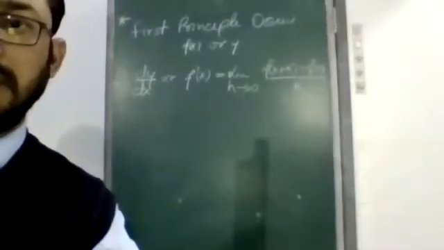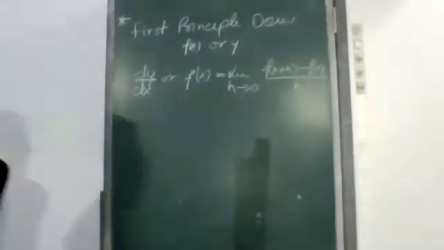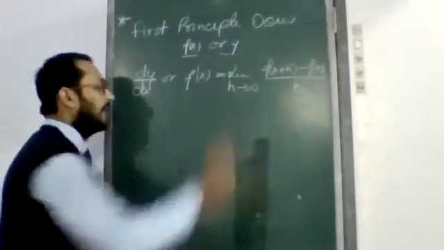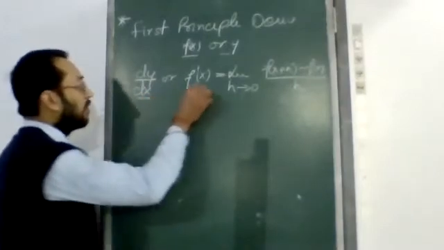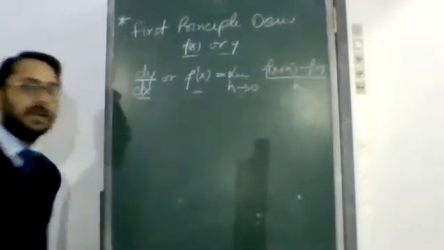So we are going to see what is first principle derivative. If a function is given that is set as f(x), which can also be said as y, its derivative we are going to find. Its derivative can be said as dy upon dx or f dash x. This is limit of h tends to 0, f(x plus h) minus f(x), whole upon h. This is said as the first principle derivative formula.